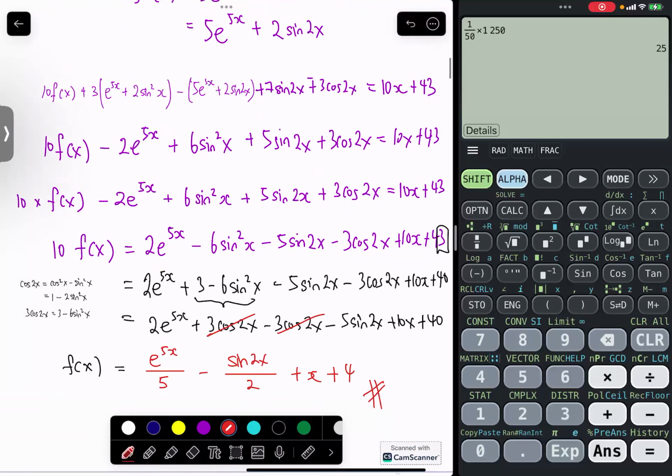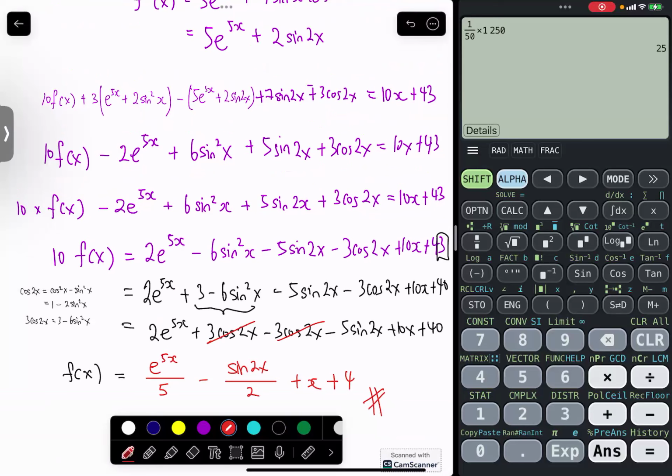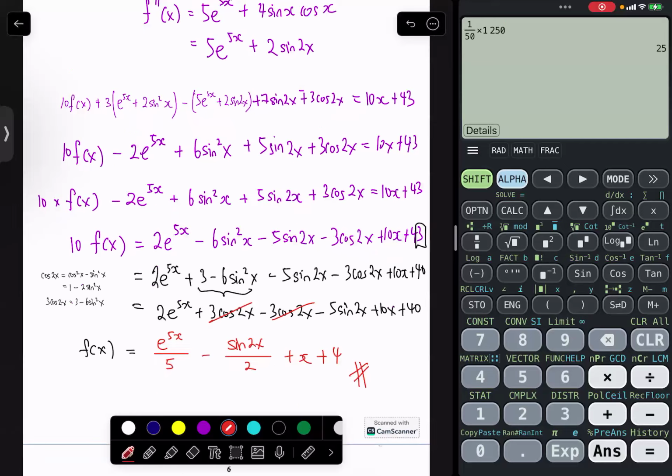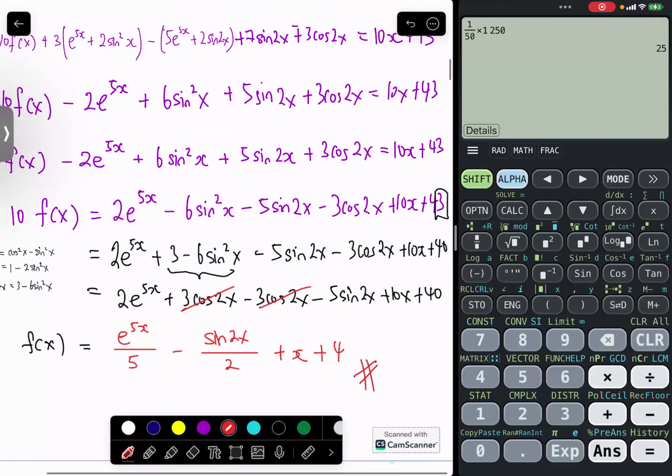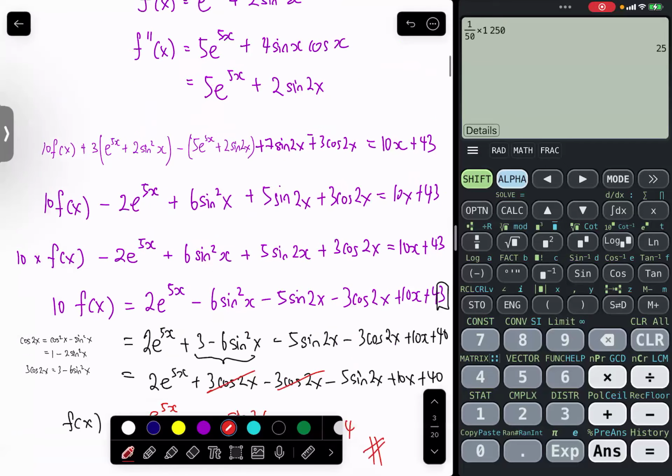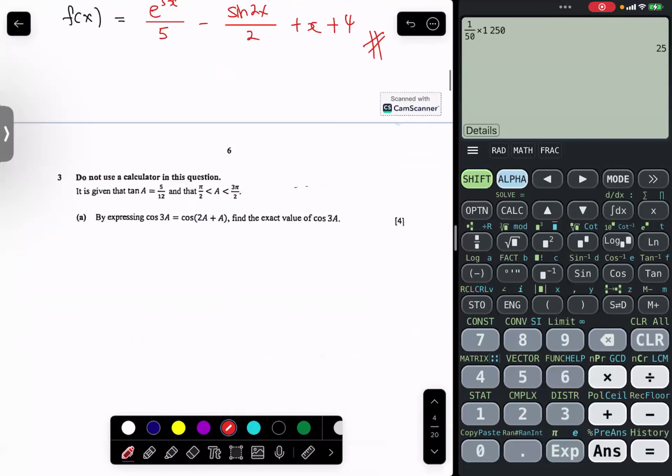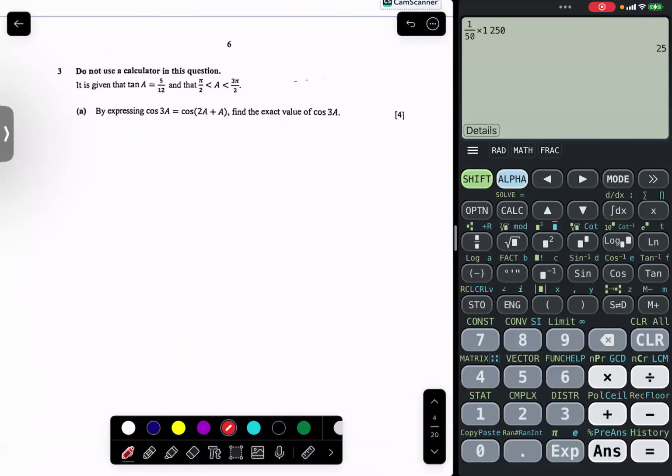Okay, let me check. Equals to 10x plus 43, right? Yeah, okay, so that's the answer. Oh, a bit messy, right? Quite an interesting question.